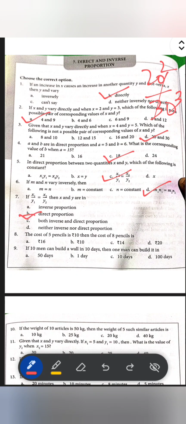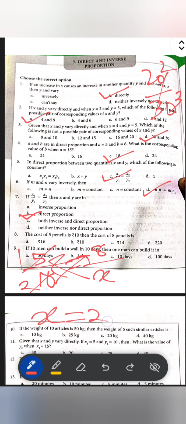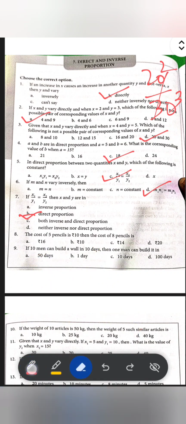The cost of 5 pencils is 10 rupees. Then what is the cost of 8 pencils? You can do it through the unitary method, but let me tell you how to do this through proportion. 5 pencils cost us 10 rupees, and 8 pencils will cost us how many rupees? Now do the cross multiplication. 5 ones are 5, 5 twos are 10, so you can divide by 5. And 2 into 8: x into 1 is equal to x, 2 into 8 is equal to 16 rupees. In this way you can find out the answer quickly. That's why we are using direct and inverse proportion. So option A.